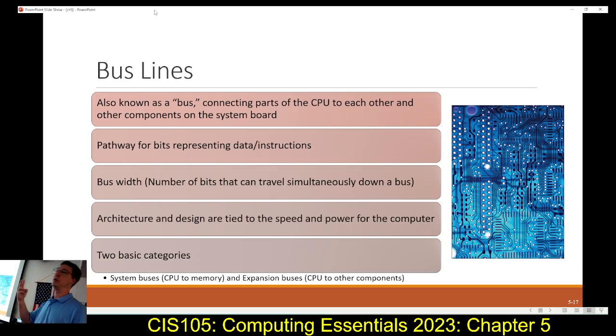And there are two basic categories of bus lines. For some of you, you're already like, he's going to talk about USB, isn't he? Yeah, it's coming, because that's the universal serial bus. So, you know I'm going to talk about that. So we have system buses that connect the CPU to the memory, and expansion buses which connect the CPU to the other components. So I'm talking about, again, CPU to memory, and then CPU to all the other components on the motherboard.